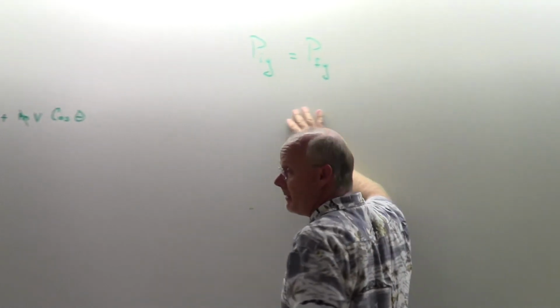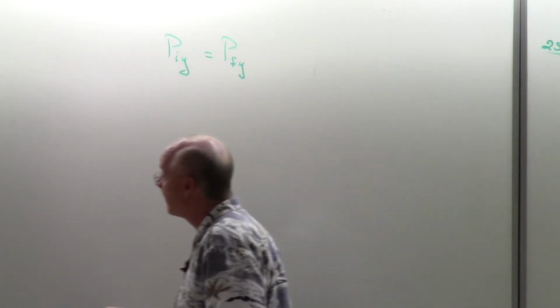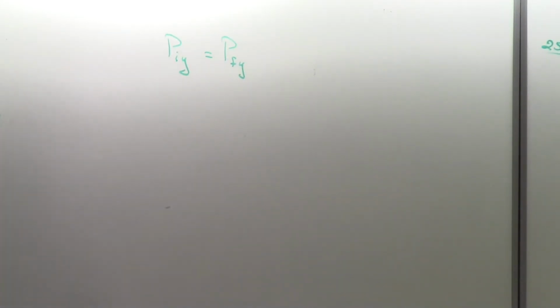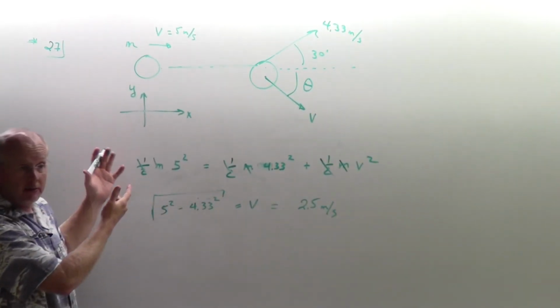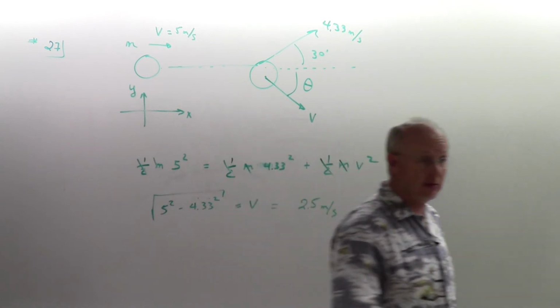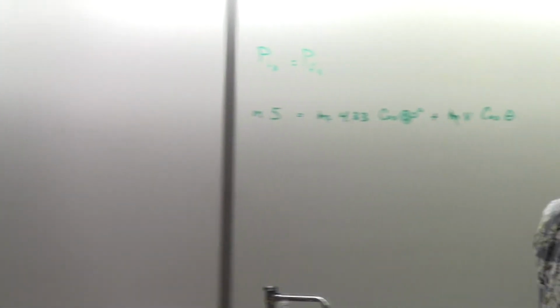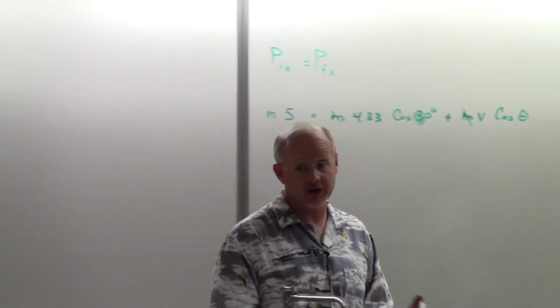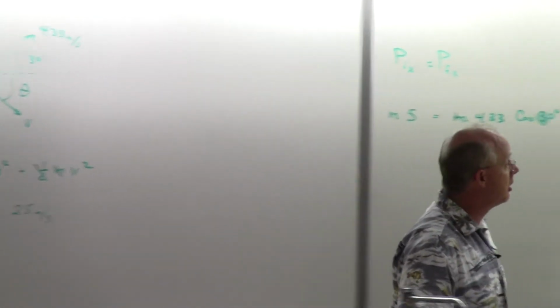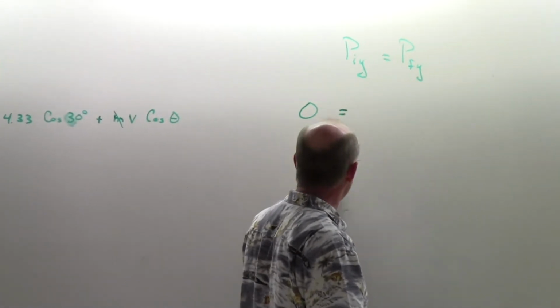What is the momentum in the y direction? Well, before the collision, it's 0, right? Neither one is moving in the vertical direction. The first one is moving only horizontal. The second one's not even moving at all. So the initial momentum in the y direction is 0.